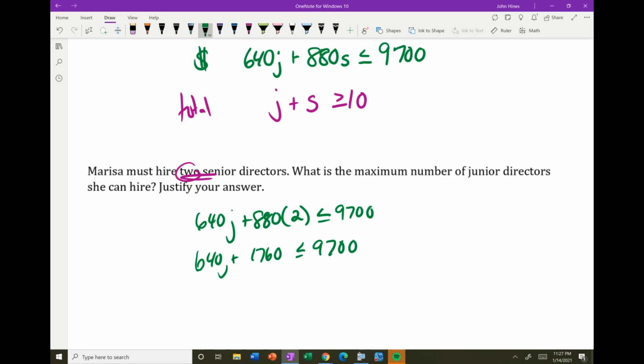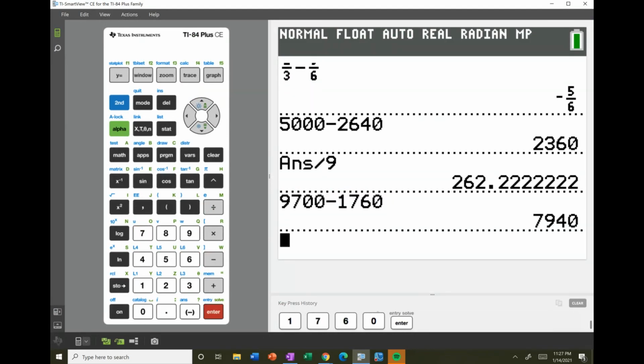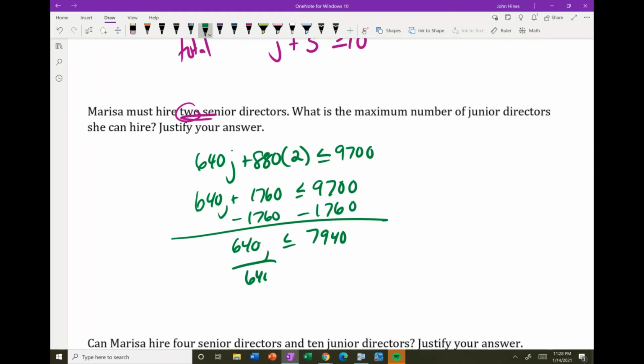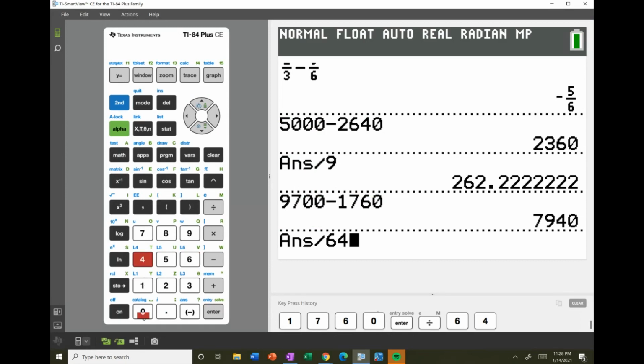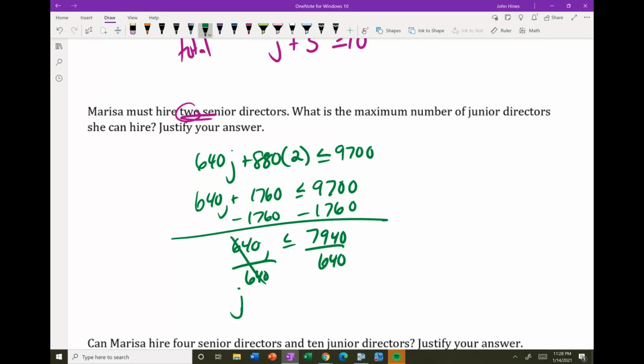And that one I did in my head there. I just checked it in my head again. Minus 1760. This I'm not going to do in my head. 9,700 minus 1760 is 7940. I'm going to divide by 640. 12.4. So J has to be smaller than 12.4-ish.